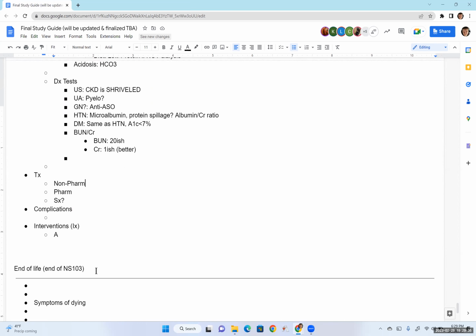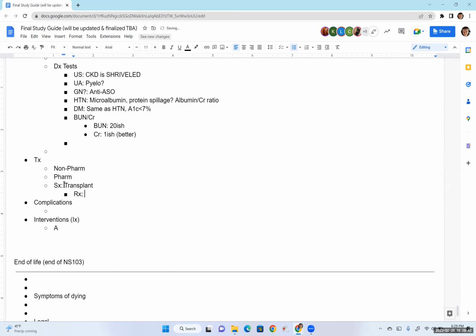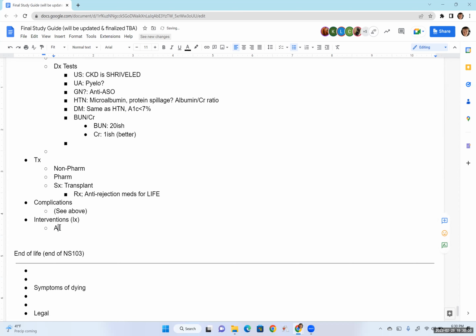All right. And surgery, you can do a transplant, right? And then RX for transplants is transplanted, and then what? It's anti-rejection meds, right? And it's the same meds you learned for myasthenia gravis and from MS, right? Cyclosporine and a few other guys, right? So anti-rejection meds, and for how long? For life, right? Complications, see above, right? Interventions, it's the same, or it's really like diet related. The right diet.